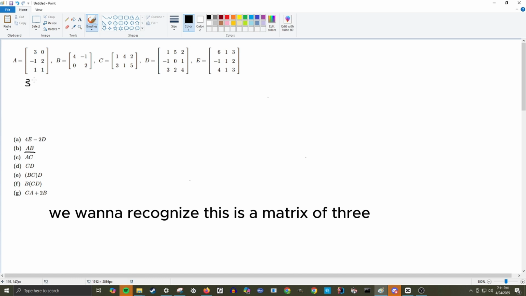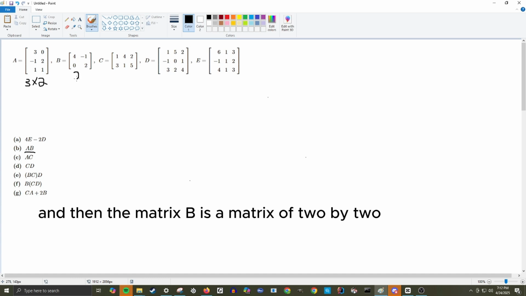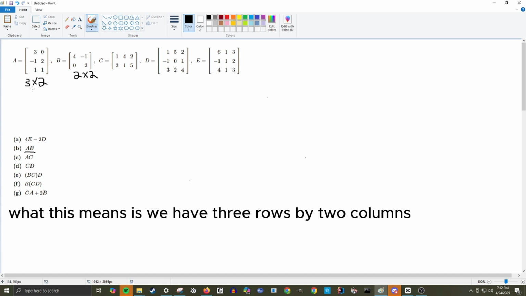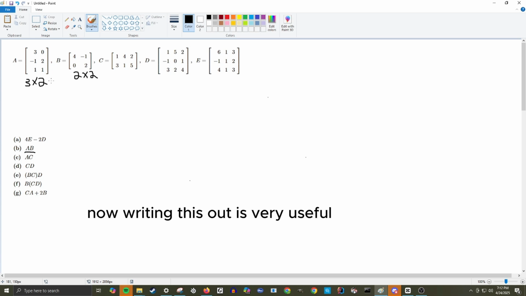We want to recognize this is a matrix A of 3 by 2, and then matrix B is a matrix of 2 by 2. What this means is we have 3 rows by 2 columns, and then we have a matrix with 2 rows and 2 columns. Now, writing this out is very useful because we are able to determine if these two matrices are even able to be multiplied by each other.